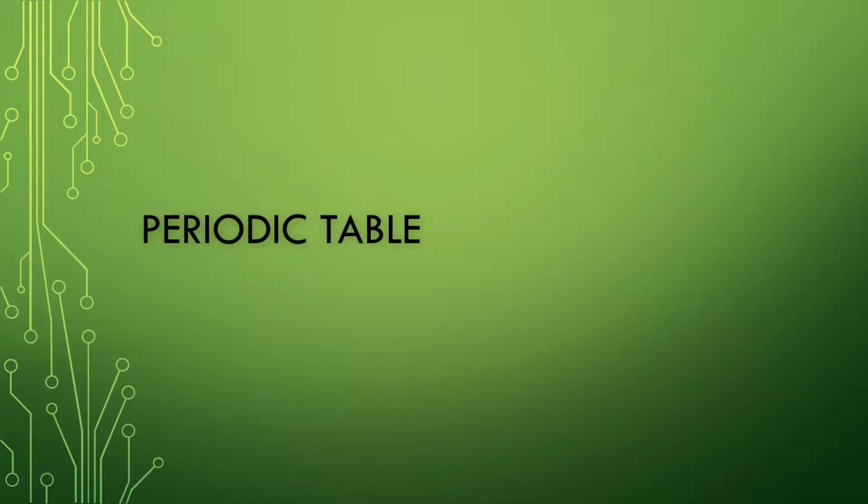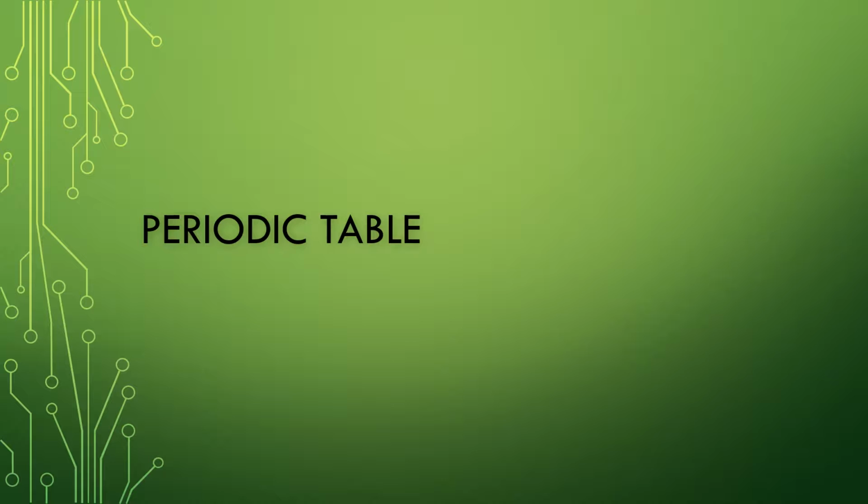So what we're going to be talking about for today is the periodic table. Mainly we'll be talking about three sections. First, we'll talk about the properties of the periodic table. Second, how the periodic table is organized. And thirdly, determining the numbers.